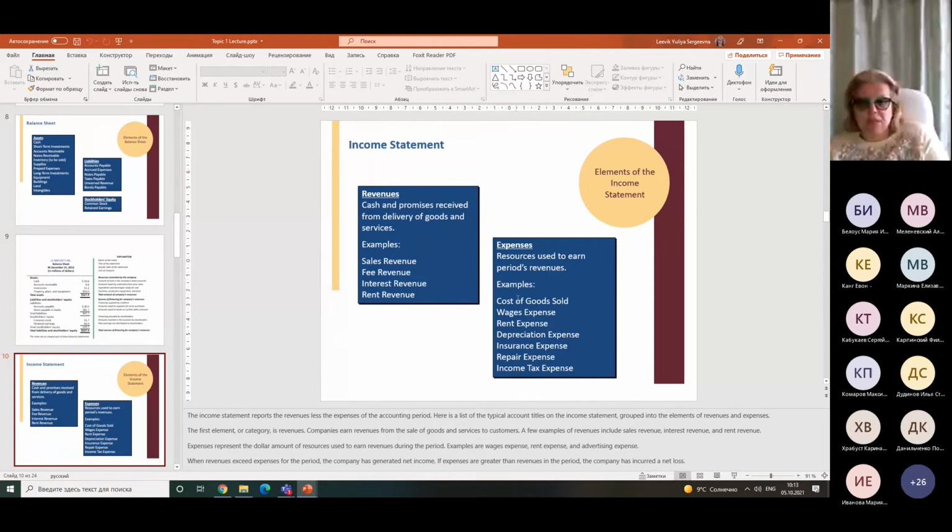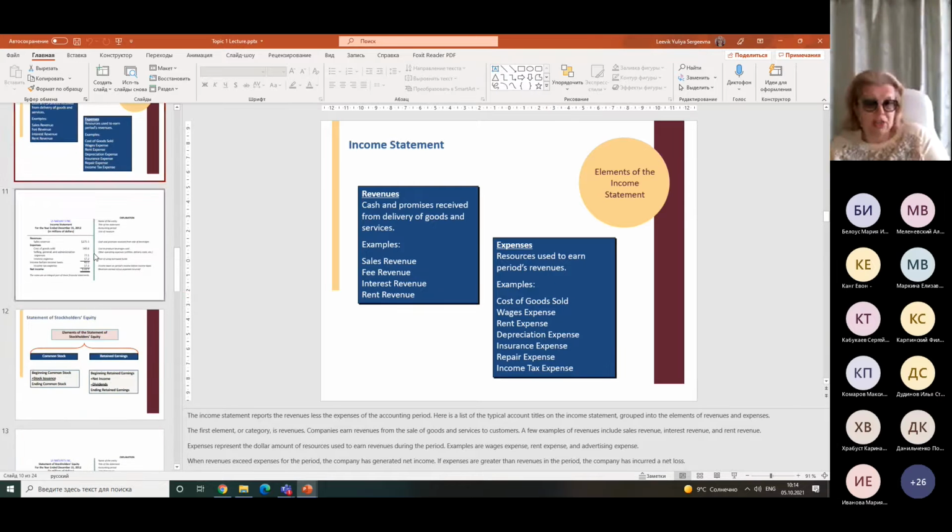As for expenses, the list of items is the following: cost of goods sold, wages expense, rent expense, depreciation expense, insurance, repair, income tax expense, salaries expense. So this is the typical list. So let's see the structure.